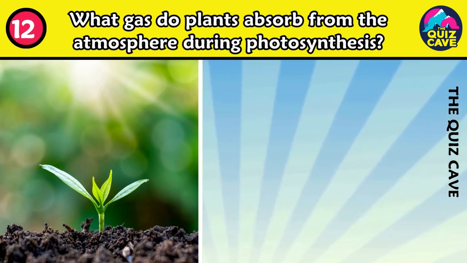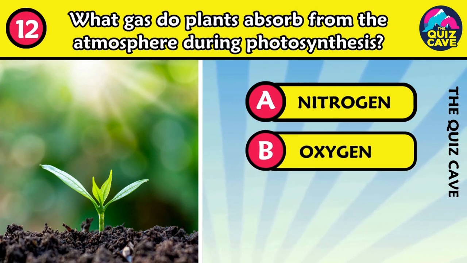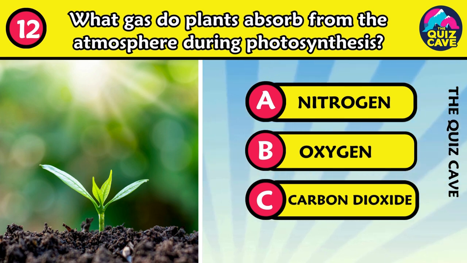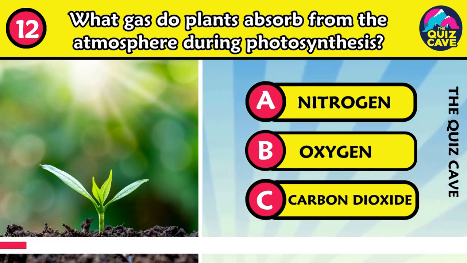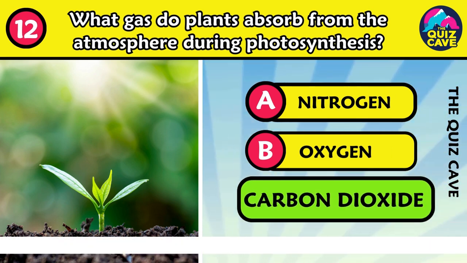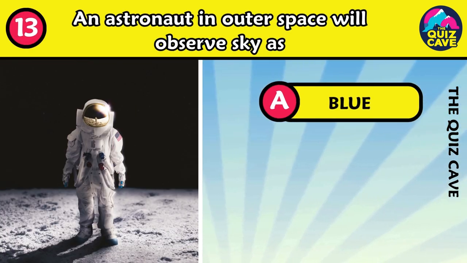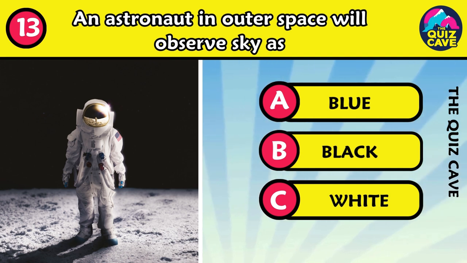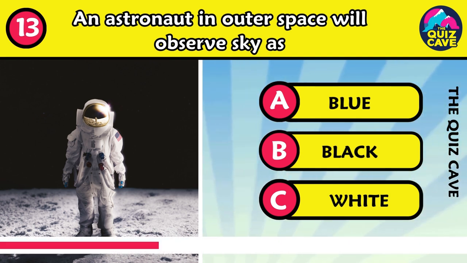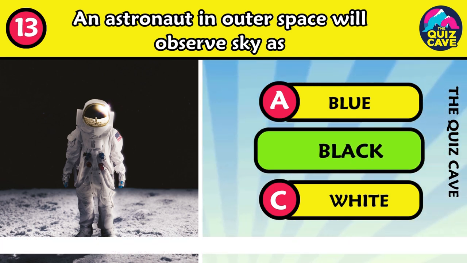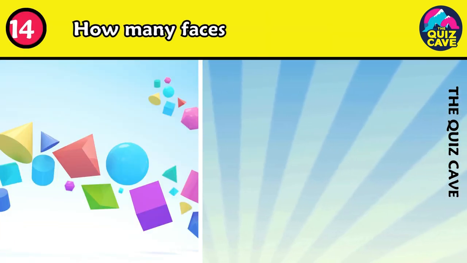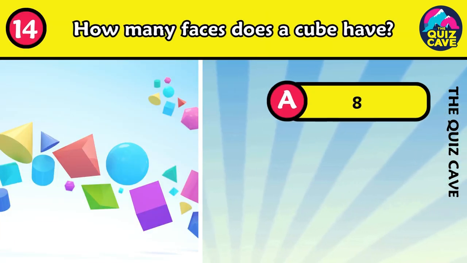What gas do the plants absorb from the atmosphere during photosynthesis? Carbon dioxide. An astronaut in outer space will observe sky as? Black. Great. How many faces does a cube have?